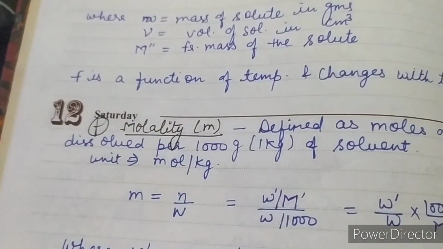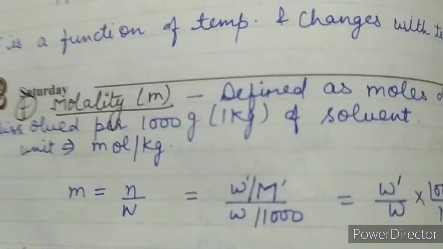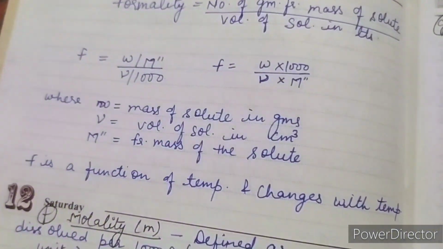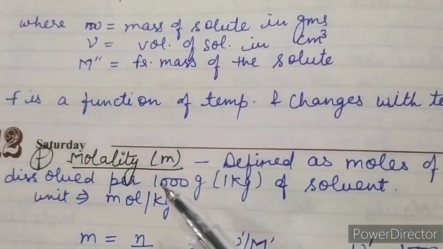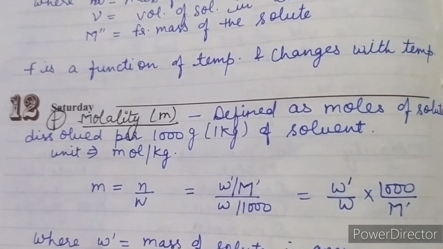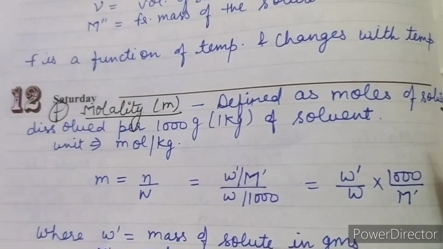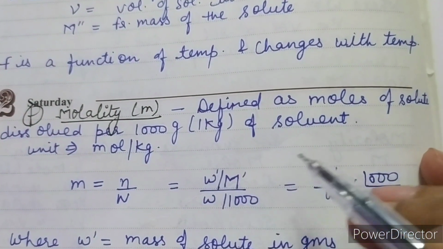डियर स्टूडेंट्स, इस वीडियो में हम लोग डील करेंगे अदर कंसंट्रेशन टर्म्स, दैट इज मोलालिटी, नॉर्मेलिटी एंड मोल फ्रैक्शन. तो लेट्स फर्स्ट कम टू मोलालिटी. मोलालिटी को हम लोग स्मॉल m से डिनोट करते हैं and it is also defined as the number of moles of solute dissolved per 1000 gram of solvent, or you can say per kg of the solvent.